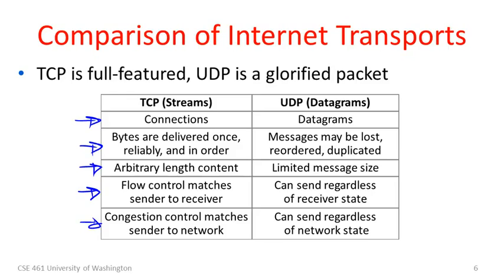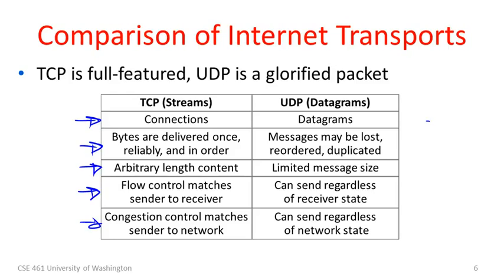So you can see here TCP is really quite a full-featured protocol. It does a lot on top of the network layer to provide a service for applications. On the other hand, UDP, on the right side of this table, is really just a glorified packet transport. It does very little over IP.